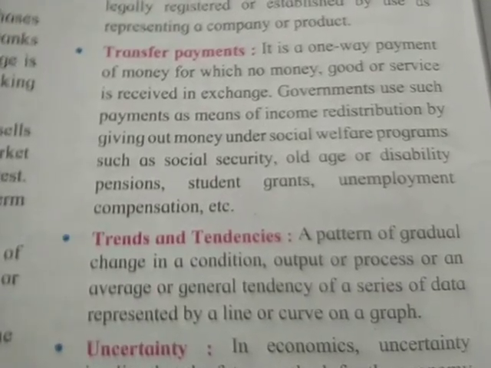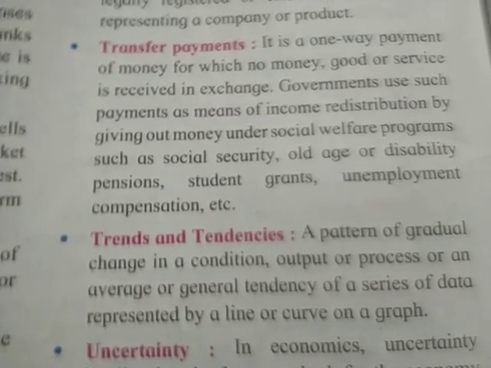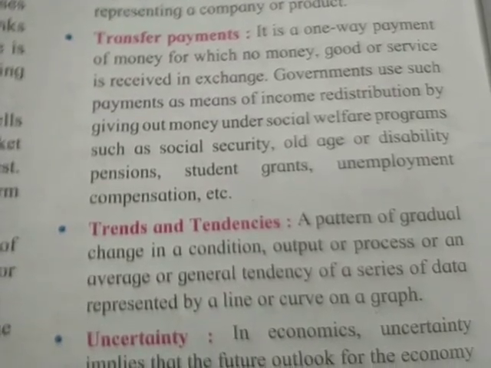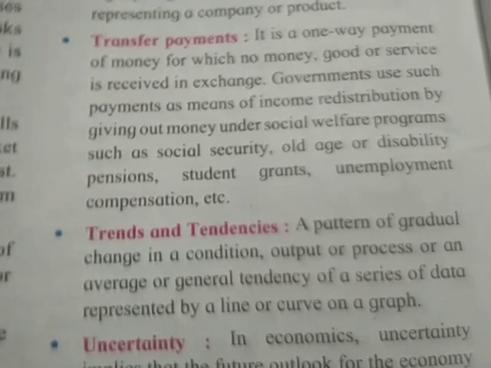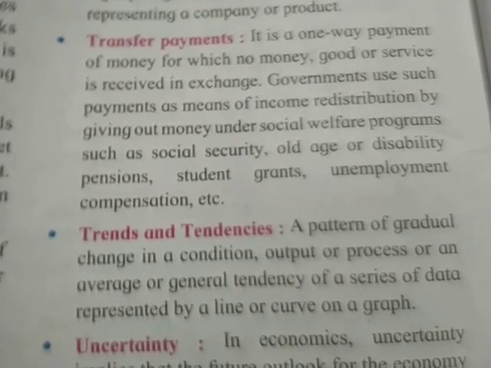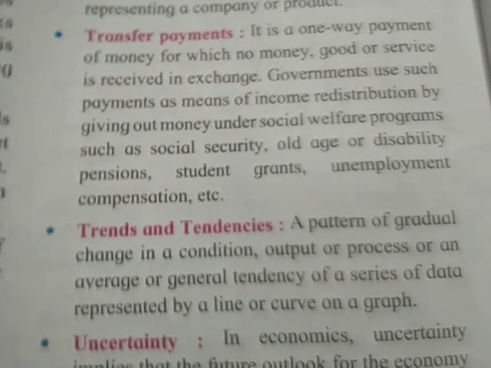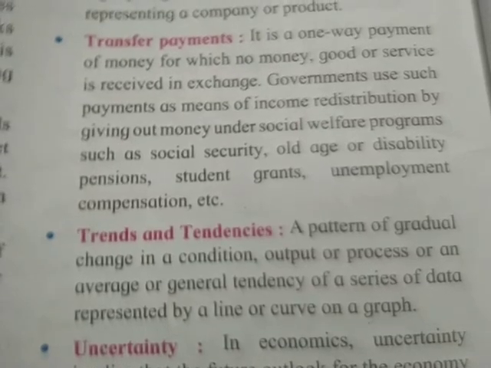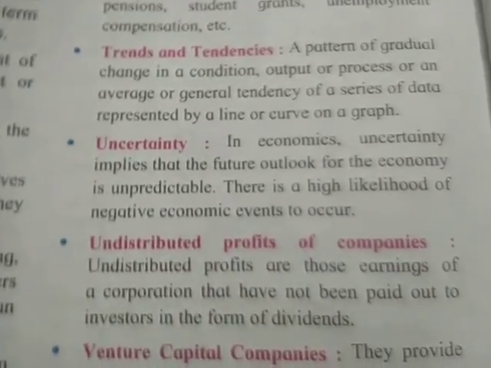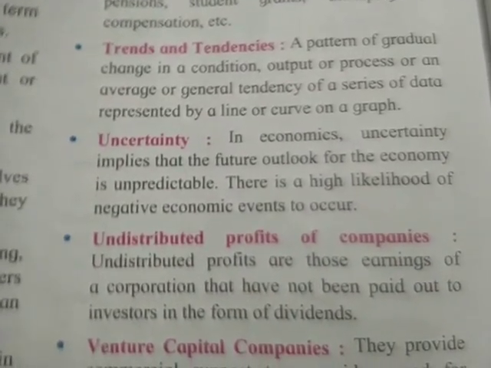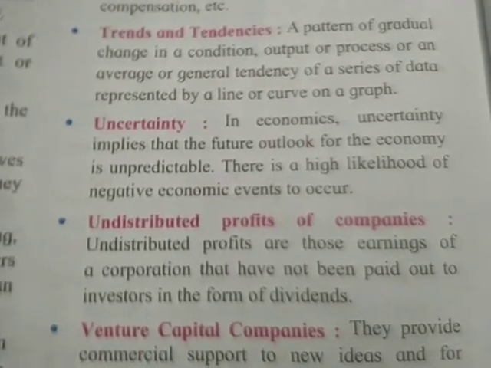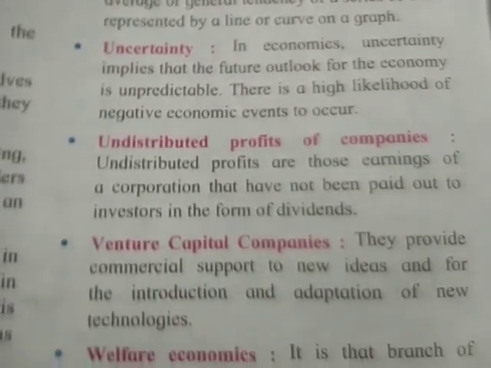Transfer payments. It is a one-way payment of money for which no money, good or service is received in exchange. Governments use such payments as means of income redistribution by giving out money under social welfare programs such as Social Security, old age or disability pensions, student grants, unemployment compensation, etc. Trends and tendencies. A pattern of gradual change in a condition, output, or process, or an average or general tendency of a series of data represented by a line or curve on a graph.